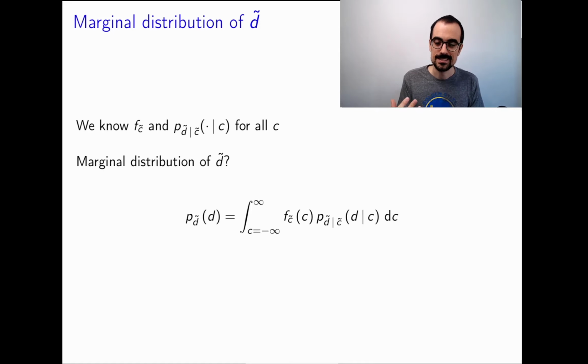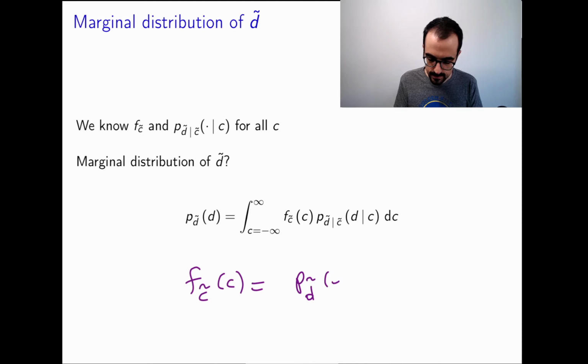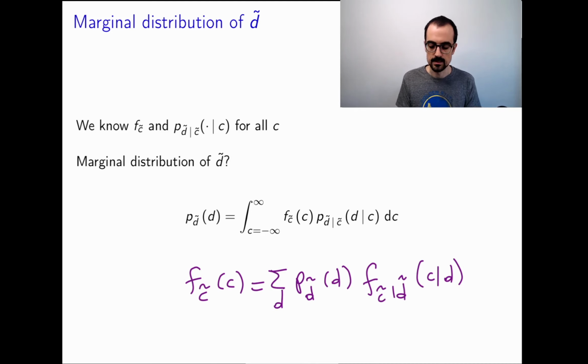So remember that before, if we wanted the marginal of C, what did we do? We took the marginal of D, the conditional of C given D, and we summed over all the possible values of D. Well, it turns out that if you have the marginal of C and you have the conditional of D given C, you can actually integrate over all the possible values of C to get back the probability of D.